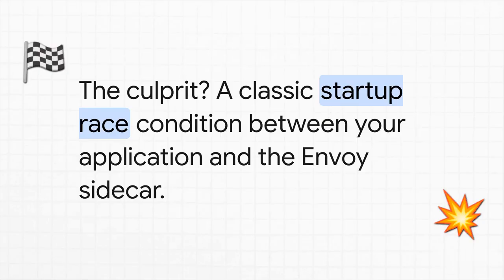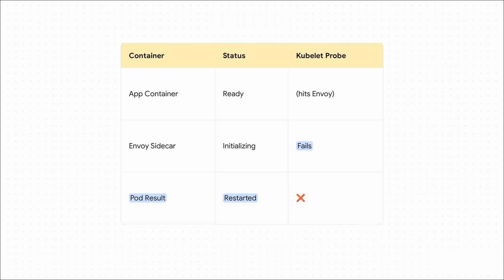The culprit in pretty much every single one of these cases is a classic race condition. A race between your application and its new roommate, the sidecar. Okay, here's how this plays out step by step. When a pod starts, both containers, your app and the Envoy sidecar, kick off at the same time.